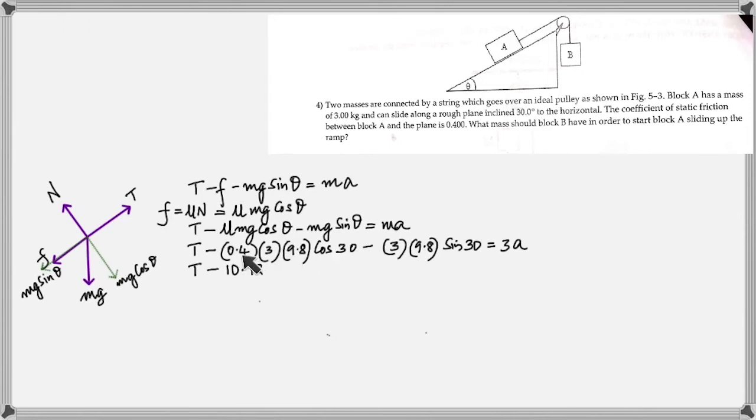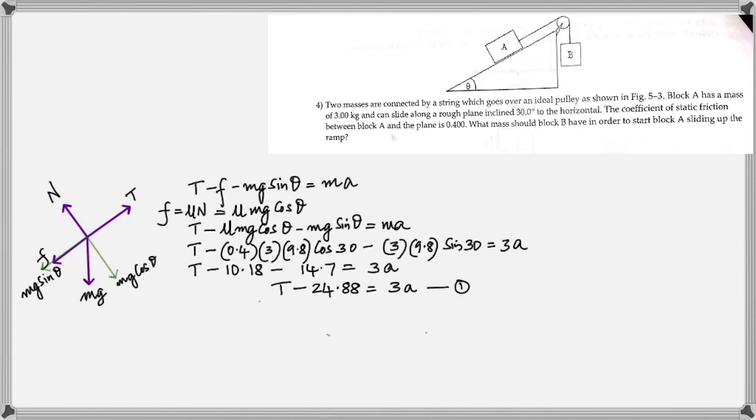So when you take the product of all of this, you get 10.18. When you take the product of all of these, you get 14.7. That's 3 times a. And then you can combine these two negatives to give T minus 24.88 is equal to 3 times a. So that's one of our equations with two unknown quantities. And how did we get that? We got that from applying the free body diagram to object A.